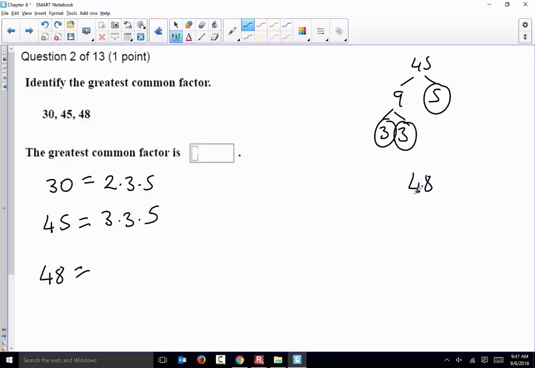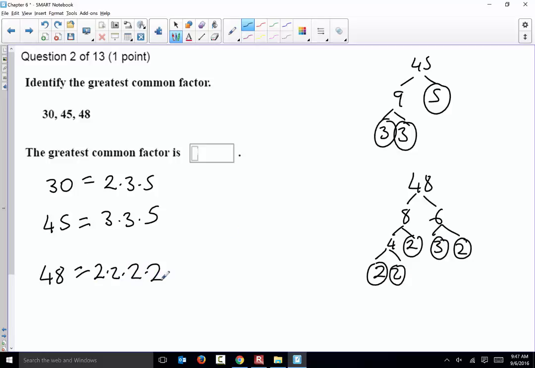Next, 48. How do you break 48? 8 and 6, or 4 and 12, or 16 and 3. Yeah, it's 16 and 3. Okay. Can I break 8? Yeah, 4 and 2. How about 6? 2 and 3. These are locked, not 4 though. 4 is 2 and 2. So how many locked circled numbers? 2, 2, 2, 2, quadruple 2. And then 3.